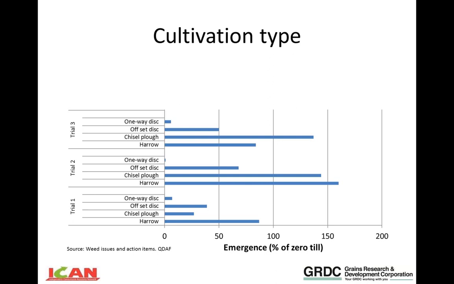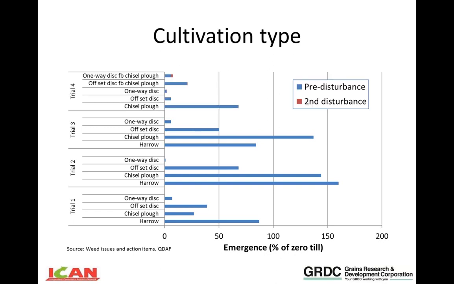So next one, Erica. Okay, so similar to trial 2, in trial 3 we had a very similar result in that the chisel plough treatment had an increase in emergence. Harrow, not so much this time, but still had dramatically reduced emergence in the offset disc and the one-way disc treatments. And the last one.